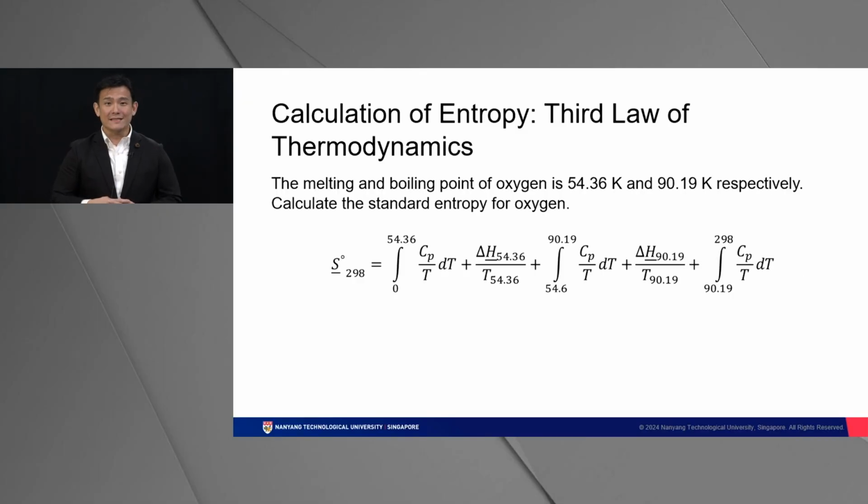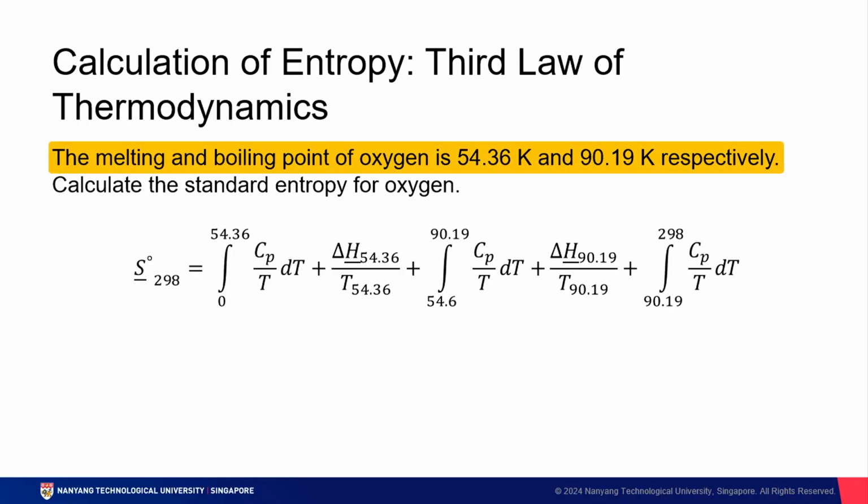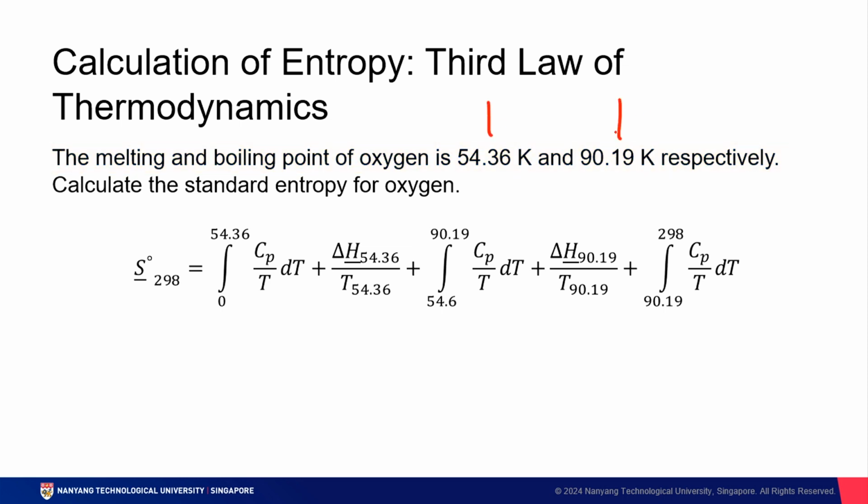So let's look at another example. How do we calculate total entropy change of oxygen from 0 Kelvin all the way to 298 Kelvin? We know two things about oxygen. Its melting point is 54.36 Kelvin, and its boiling point is 90.19. So what that means is, before 54.36 Kelvin, oxygen is a solid. After 54.36 Kelvin, it becomes a liquid. And after 90.19 Kelvin, it becomes a gas.